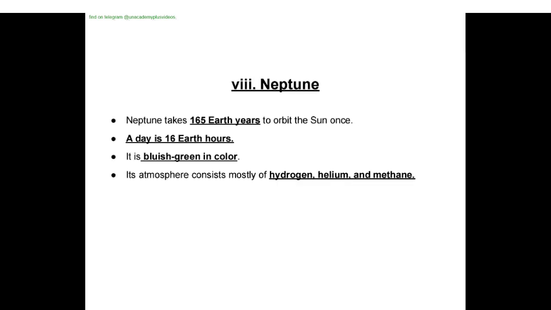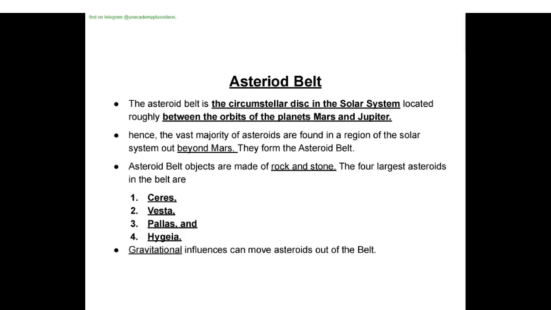Neptune. Neptune takes 165 Earth years to orbit the Sun once. A day is 16 Earth hours. It is bluish green in color. Its atmosphere consists mostly of hydrogen, helium, and methane.